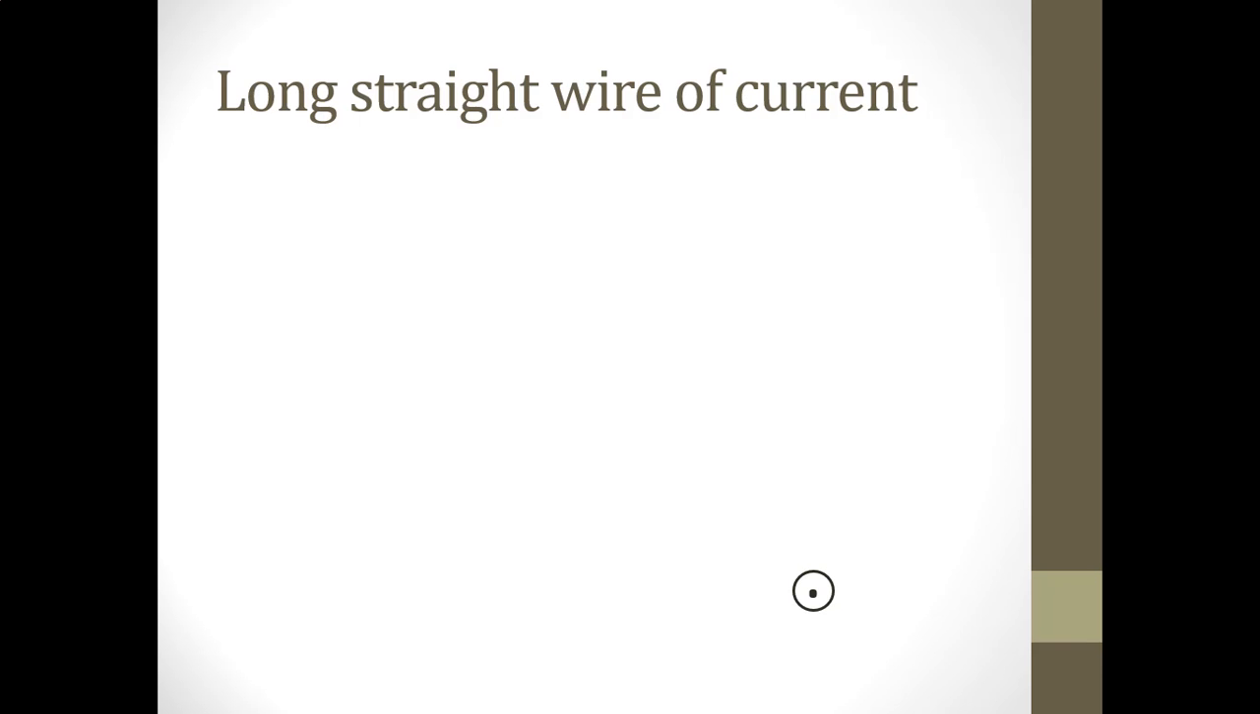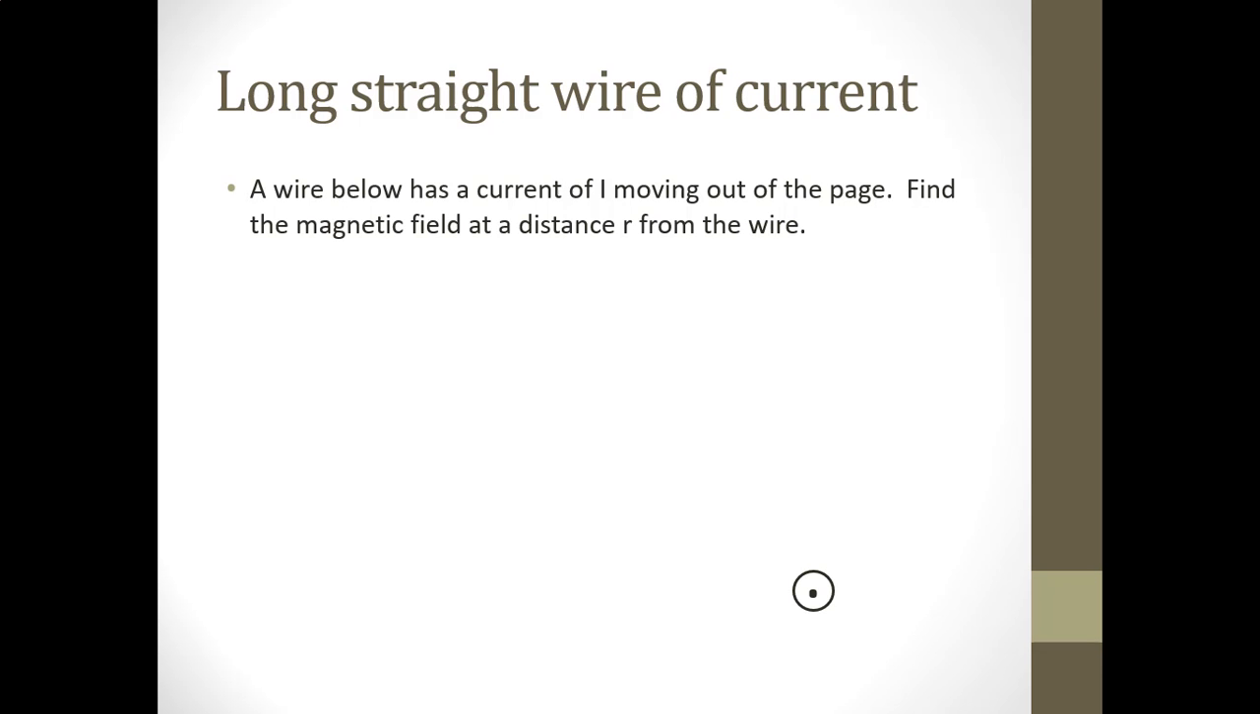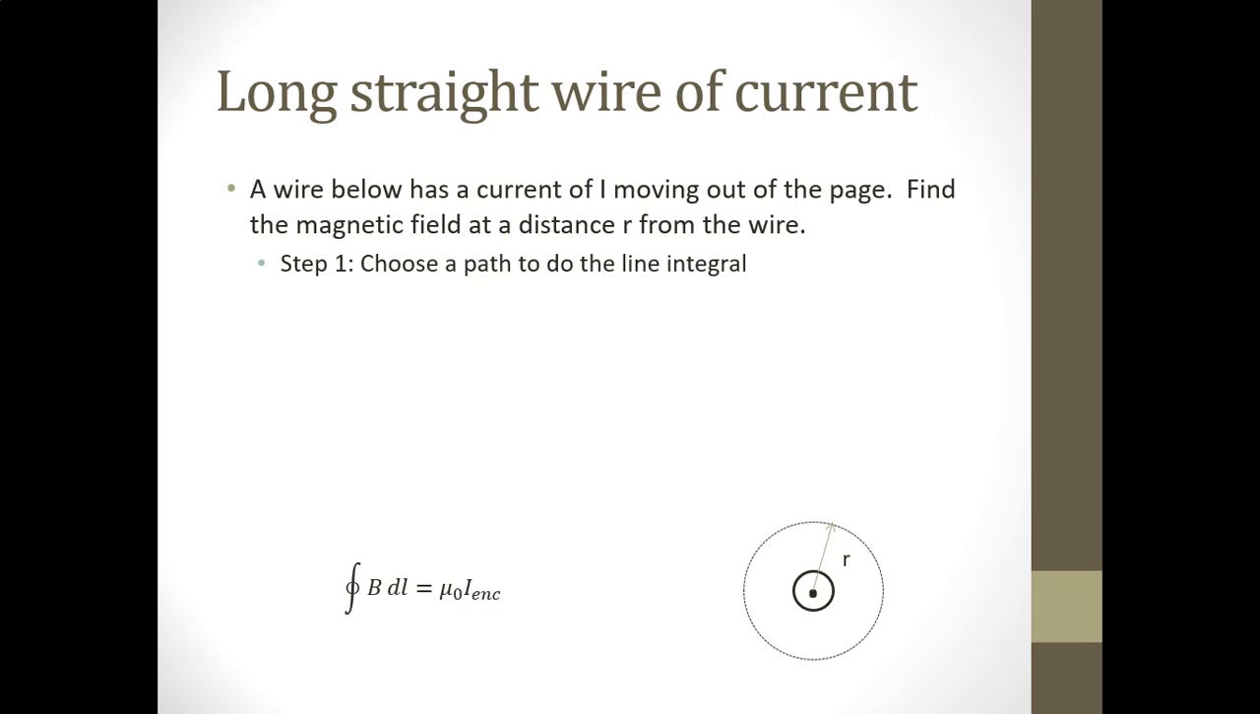I'd have to really think about what type of situation you'd have a current where you might need to integrate. So let's look at a long straight wire of current, with current I moving out of the page, and we're going to find the magnetic field at a distance r from that wire. Now, you maybe have done this using the Biot-Savart law. We'll see that Ampere's law is a lot easier. First thing to do is choose the path to do the line integral. This is what we call the Amperian loop, and the path I've chosen is a circular path around the wire. The reason I've chosen a circular path is that the magnetic field is going to move in circles around the wire, so the magnetic field is constant on this loop.